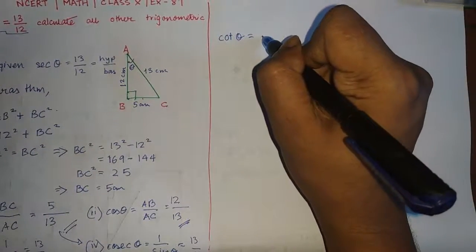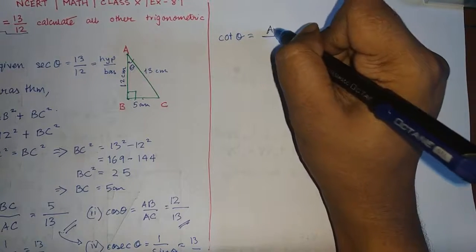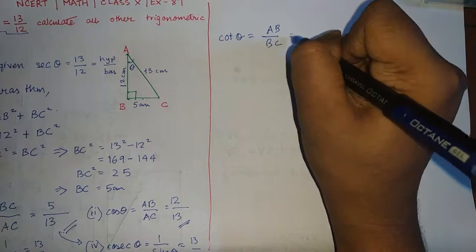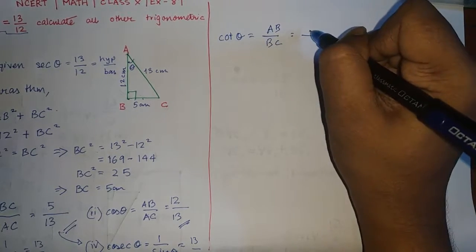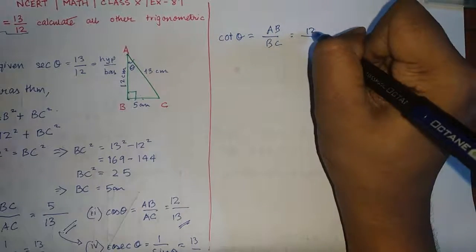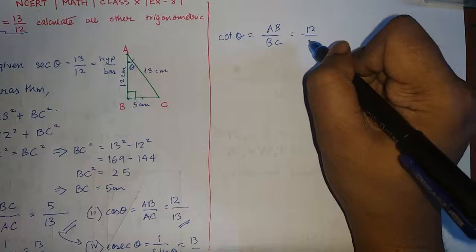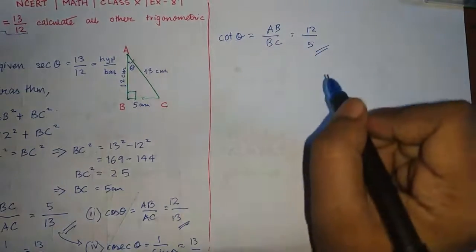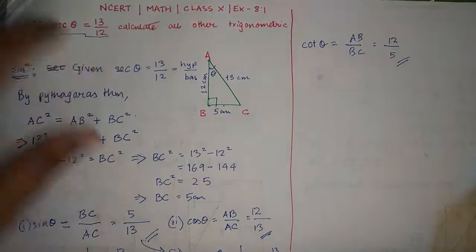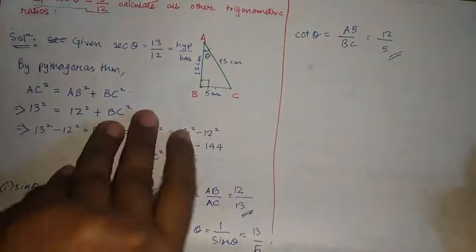So you have to write what is the base here. It's AB. And what is the perpendicular here? It's BC. So plug in the values. AB is equal to 12 centimeter and BC is equal to 5 centimeter. So you have found the values of all the trigonometric ratios with the help of sec theta. This is how we find it, the quickest and the easiest way. Now let's move on to the other question.